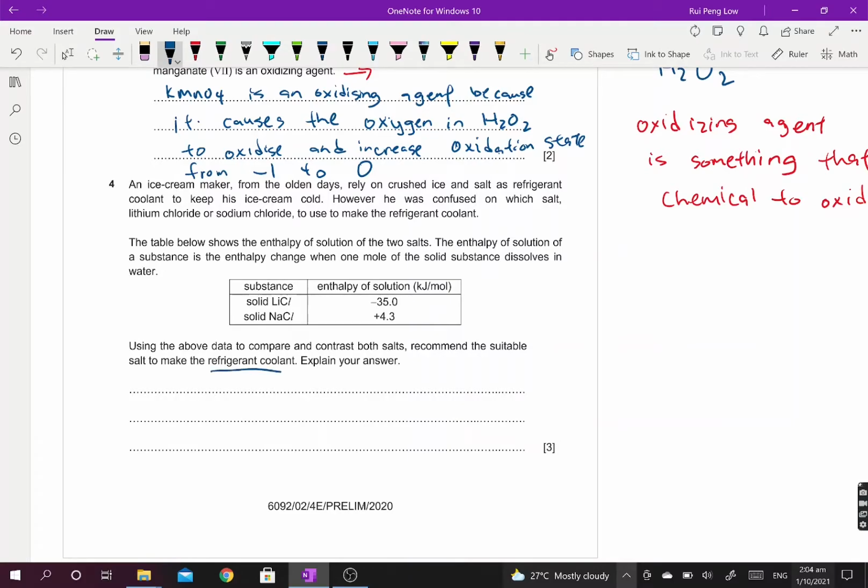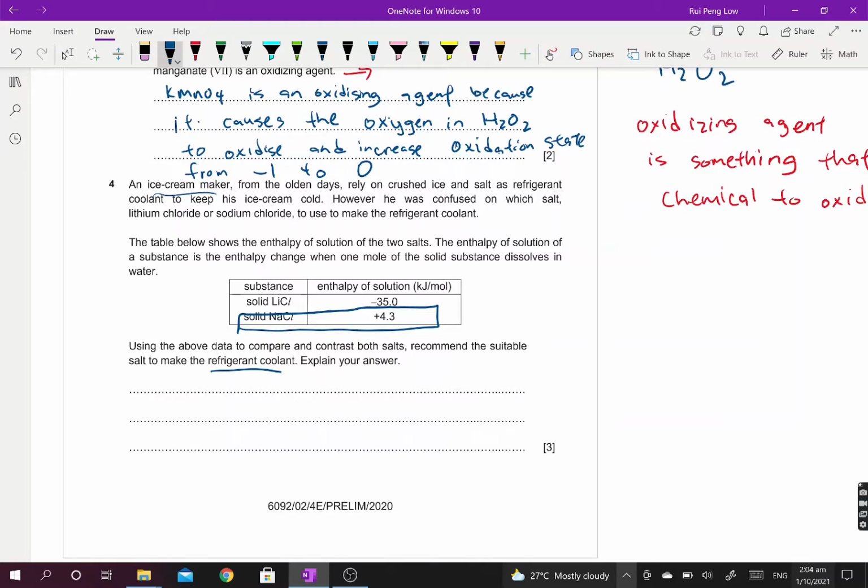Now, first of all, what is refrigerant? Refrigerant means you need something to make it cold because you want to make ice cream. Okay, so it's a pretty straightforward answer. I would really straight away know the answer will be this. Okay, so why is this? It's because we have an enthalpy change that is positive.